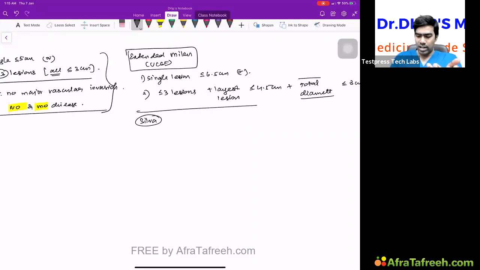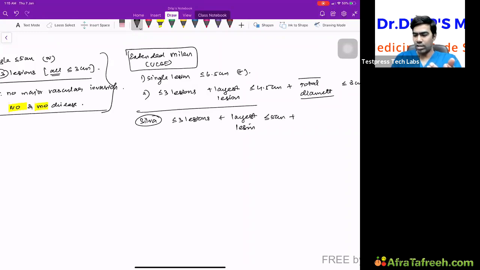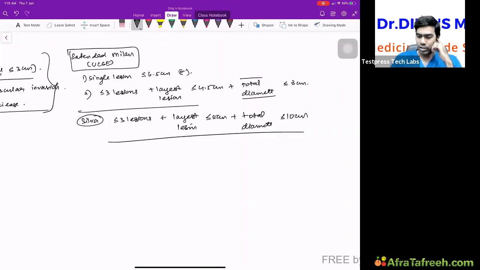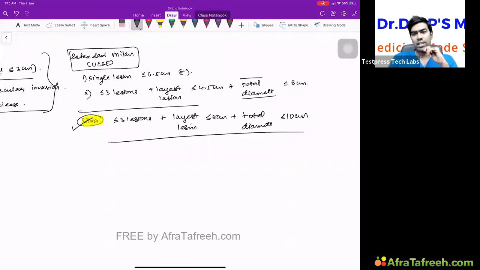Syllabus criteria tells that you can operate even if there are 3 lesions, and they are given even more extra cushion: the largest lesion can be less than 5 centimeter plus total tumor diameter can be less than 10 centimeter. So this is the Syllabus criteria. This is the most advanced, the most recent. At the same time, this should be followed only in areas where there is tremendous expertise with hepatosurgeons. So in that setting, you can operate up to 3 lesions, largest less than 5 centimeter and total diameter less than 10 centimeter.